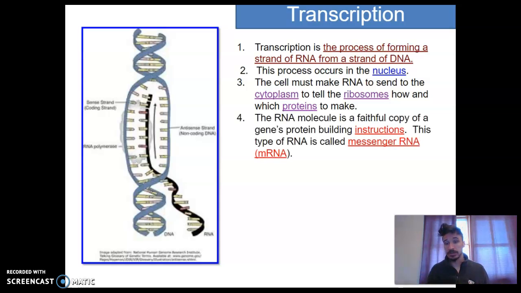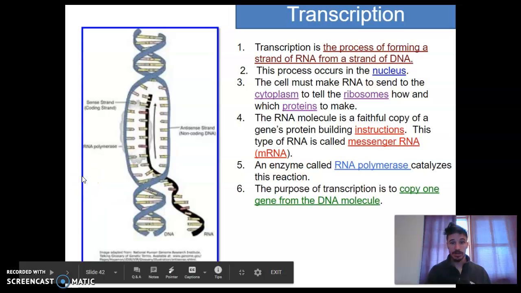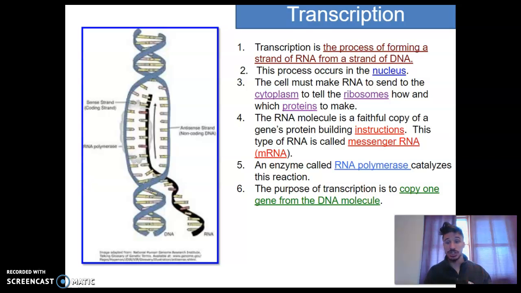It is a faithful copy of the DNA. It should be an exact copy of a certain gene on DNA. Now, ultimately, the enzyme called RNA polymerase, not to be confused with DNA polymerase, the enzyme involved in copying DNA, catalyzes this reaction. So DNA polymerase makes new DNA, RNA polymerase makes messenger RNA. And ultimately, the purpose of transcription is to copy just a single gene at a time because remember, a gene codes for a protein.